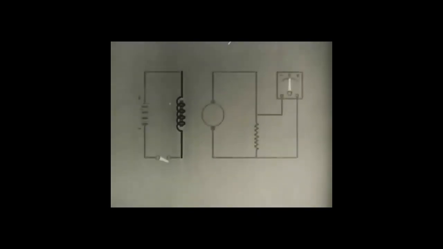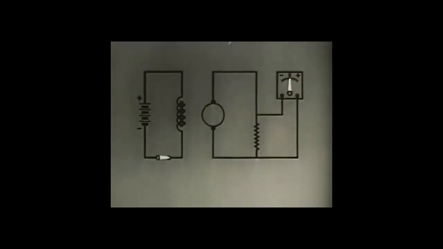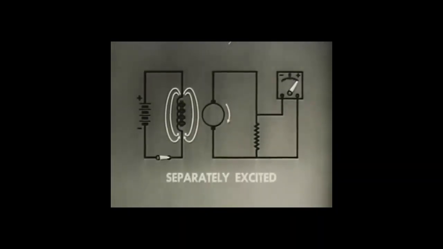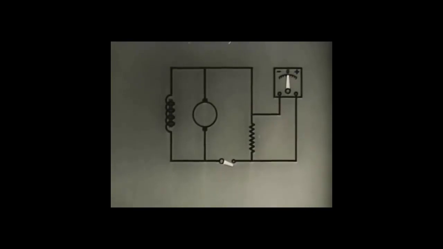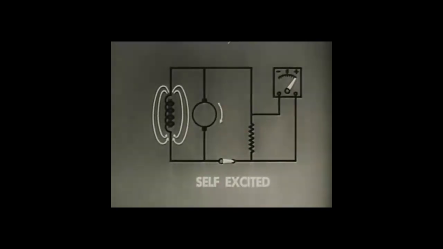The field winding used in this DC generator can be represented by a symbol. The symbol is that of an iron core inductor. Current to excite the field windings can be supplied from an external source. In that case, the generator is classified as separately excited. A small part of the generator's own output can also do the exciting. In that case, it will be a self-excited generator.